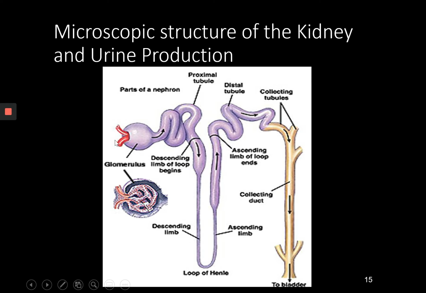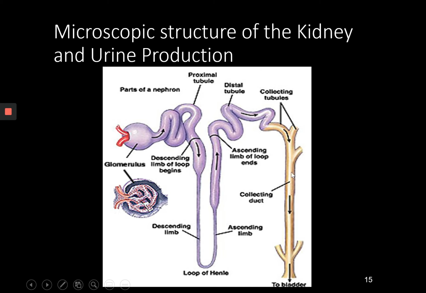Once we filter blood and fluid enters the capsule, that fluid is called filtrate, and it moves from the capsule into the proximal convoluted tubule. It winds through the proximal convoluted tubule, down the descending limb of the loop of Henle, then up the ascending limb of the loop of Henle, and then into the distal convoluted tubule. From the distal convoluted tubule, the filtrate will leave the nephron. So the nephron is here in purple, and it'll then enter into this yellow collecting duct.